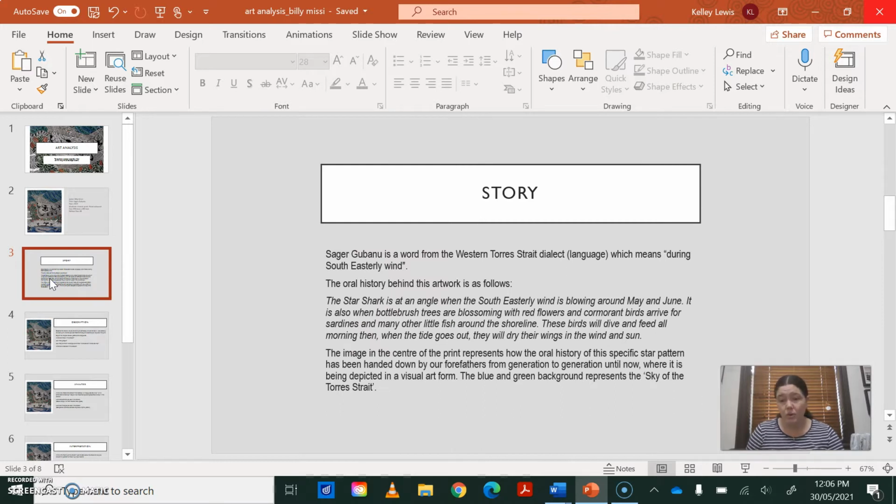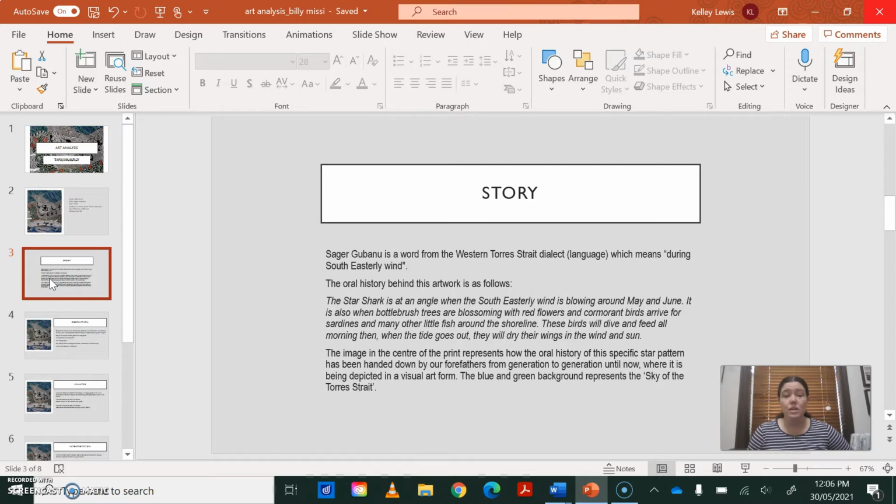Now, not every artwork we look at has a story behind it. Well, everything does, but in this case, we actually do have the reason why this was created. So this is the story. Sager Gubanu is a word from the Torres Strait Islander dialect language, which means during the southeasterly wind. The oral history behind this artwork is as follows.